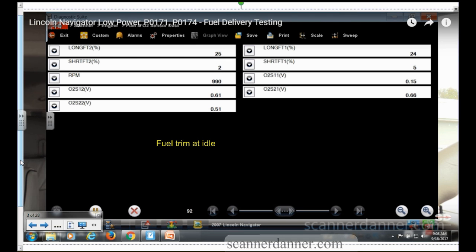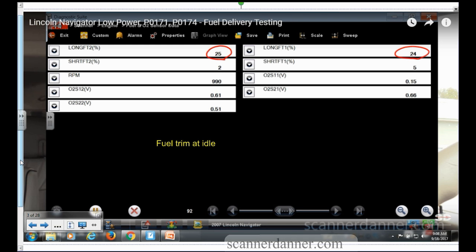I have a short term that's pretty balanced out there. They're hovering around. Can't really see that here because this is a still picture, but I'm at 25 on my long term, 24, 25%, and my fuel trims, the short terms, are hovering around zero.